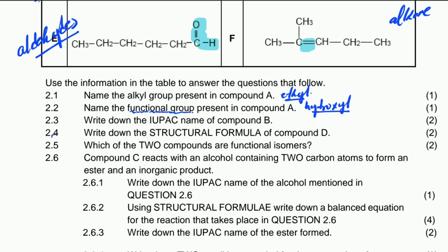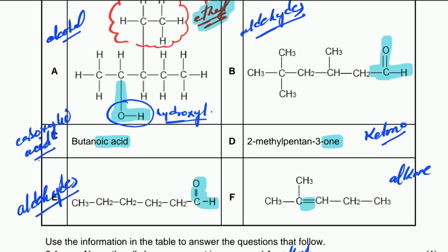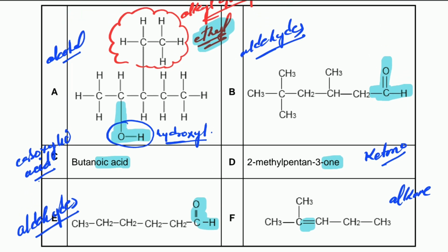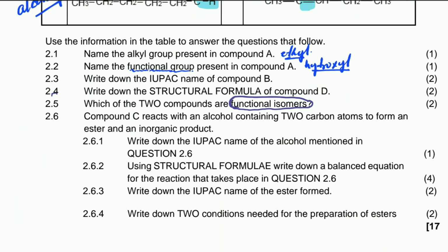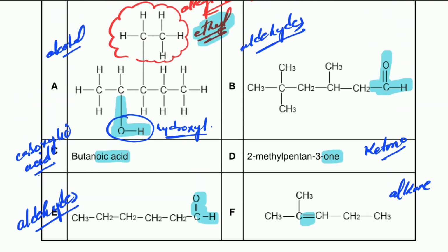2.6. Which one of the two compounds are functional isomers? Now, for functional isomers, we are looking for 2 different combinations. I am also going to leave the link about that, but we're looking for aldehyde can be a functional isomer of ketone, and esters can be functional isomers of carboxylic acid, or vice versa. In this table, when we identify, there is not any ester. So the only combination is aldehyde and ketone. So we have 2 aldehydes and we have 1 ketone.